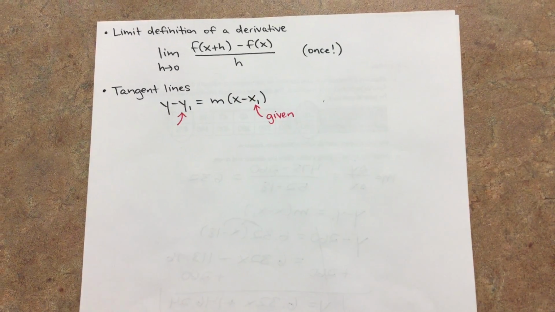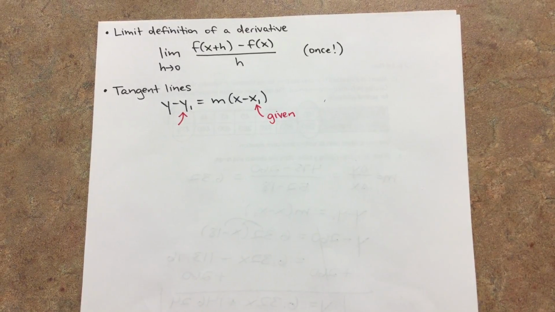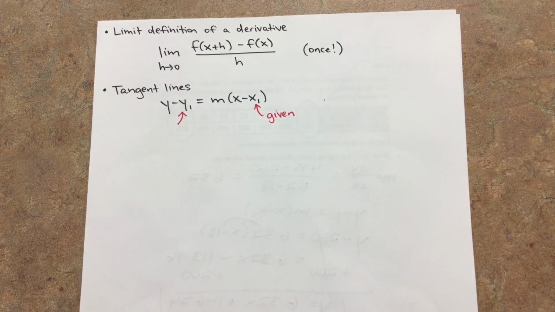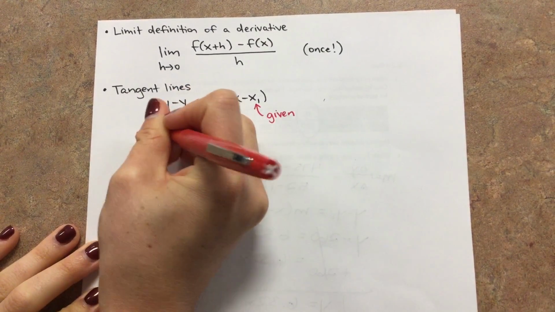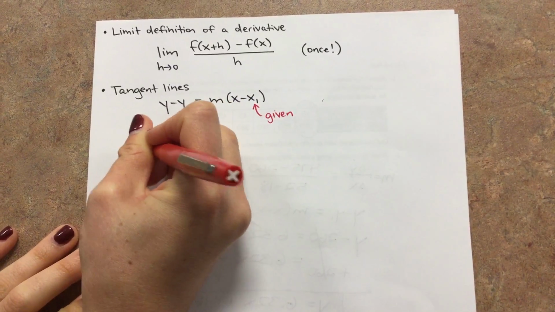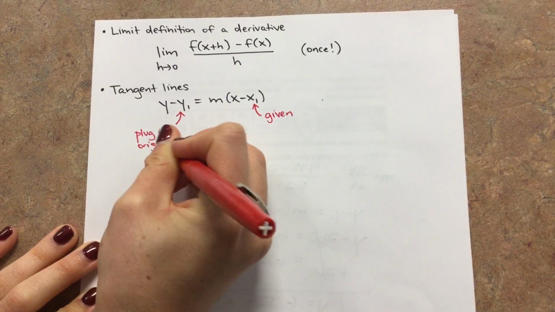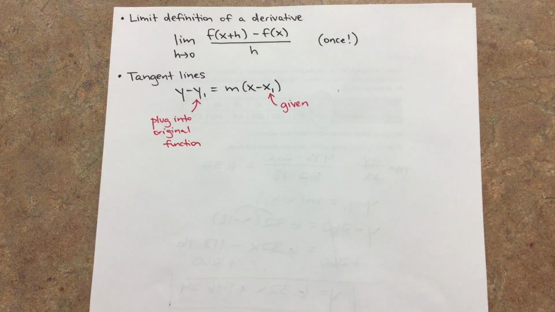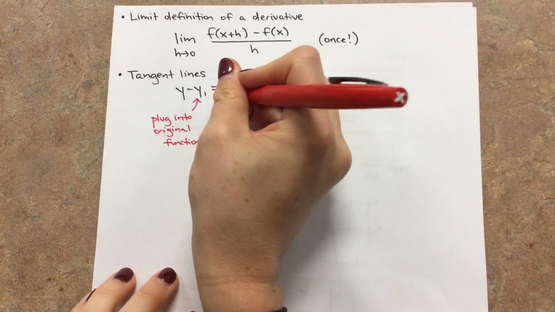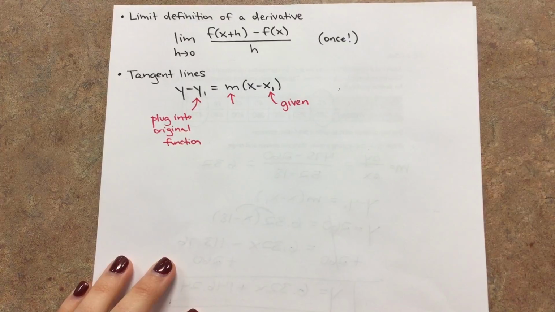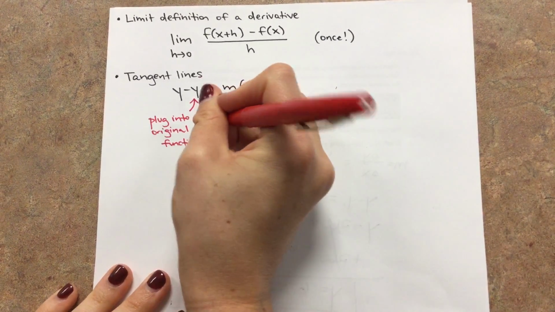How do you find the y1? You're given the x value, you're given a function. Go ahead. Good. So the given x gets plugged into the original function. At this point, all of this could be done without any calculus at all. No calculus is necessary to do what we've done so far. So plugging the x value into the original function gives you your y1. And then what about m, the slope? Plug x into the derivative. Good. Plug x into the derivative of the original function.